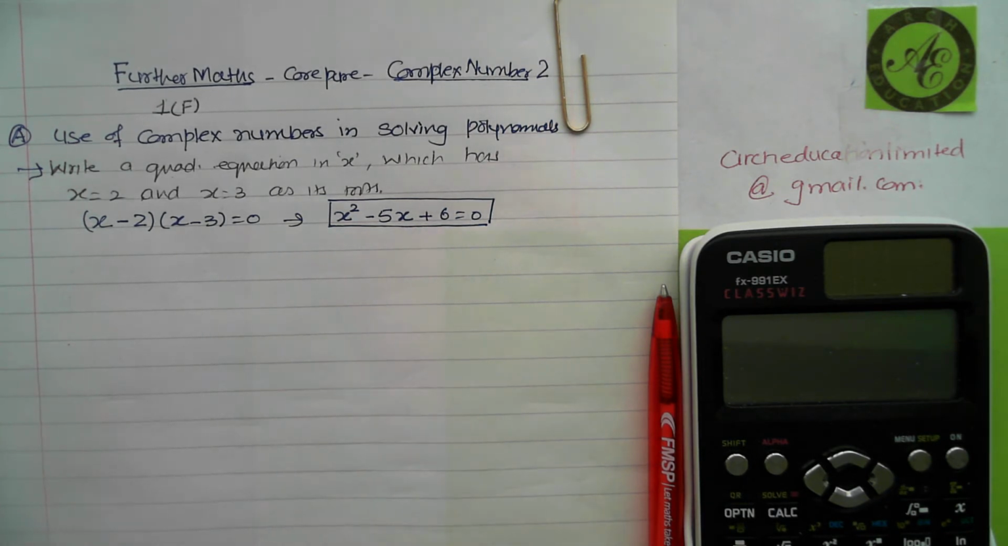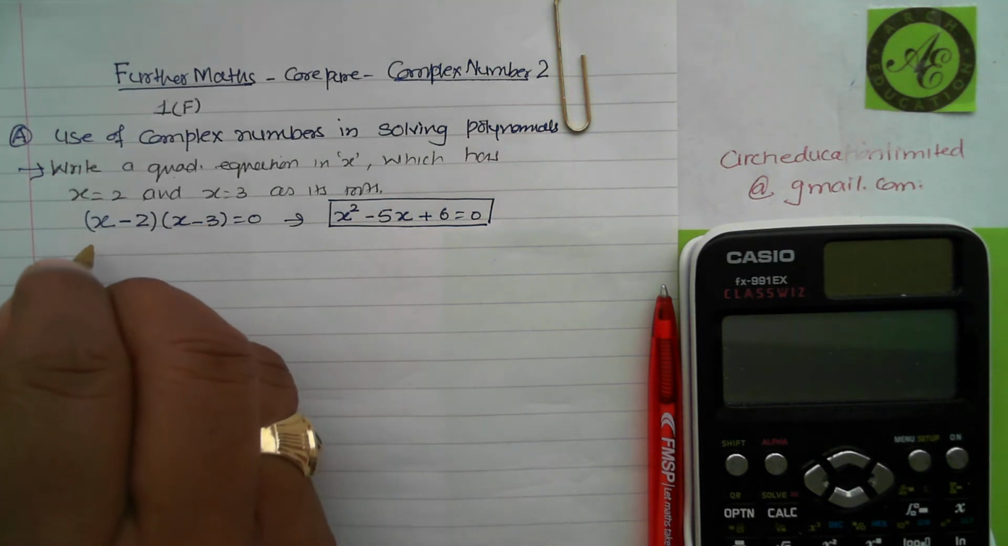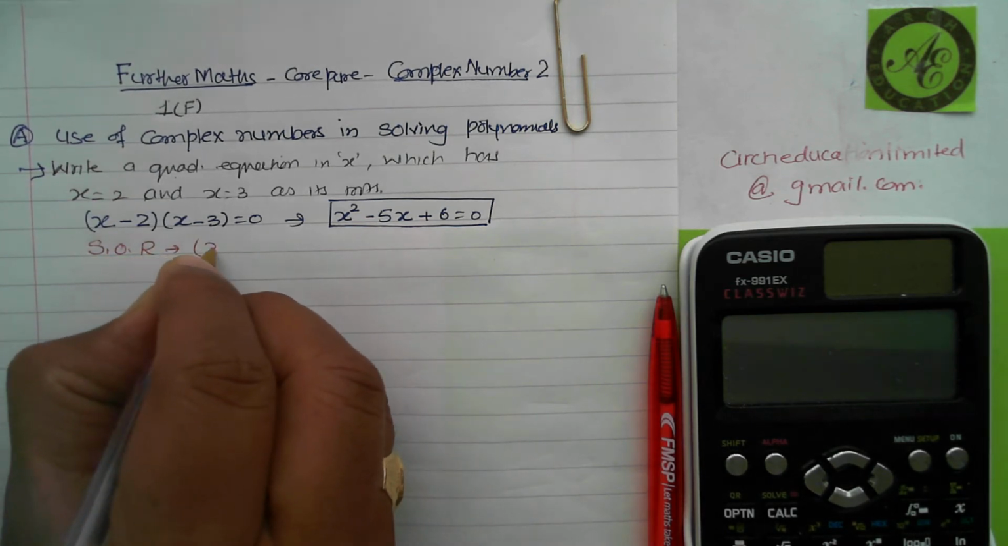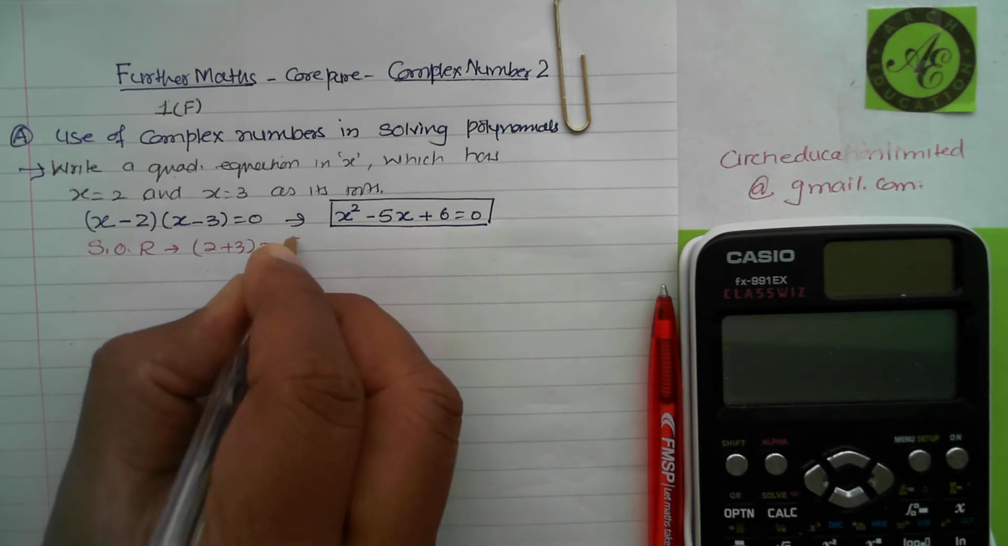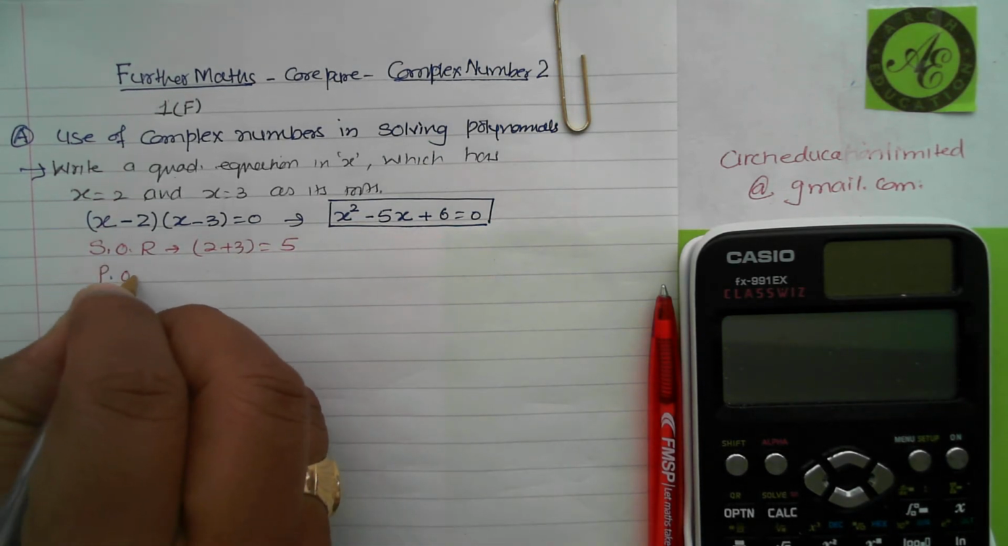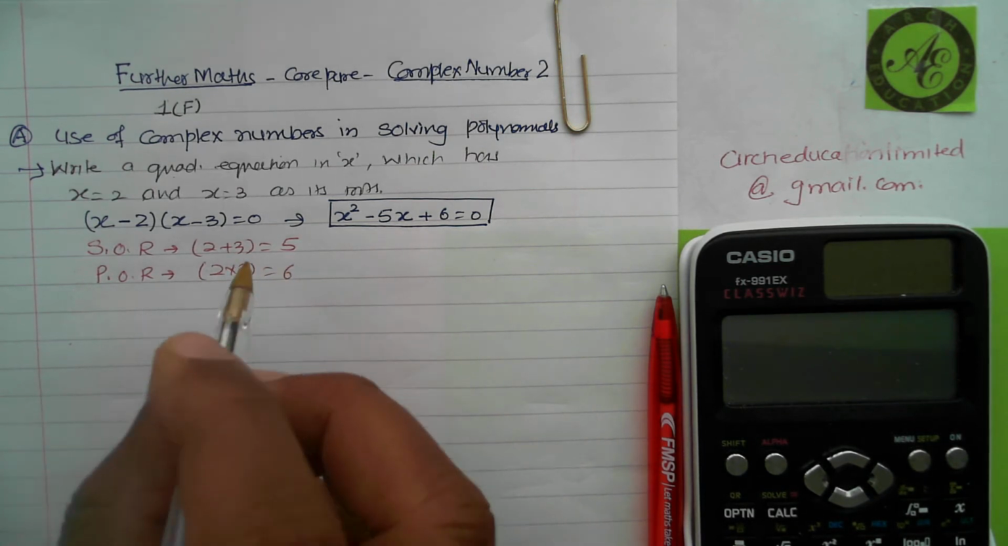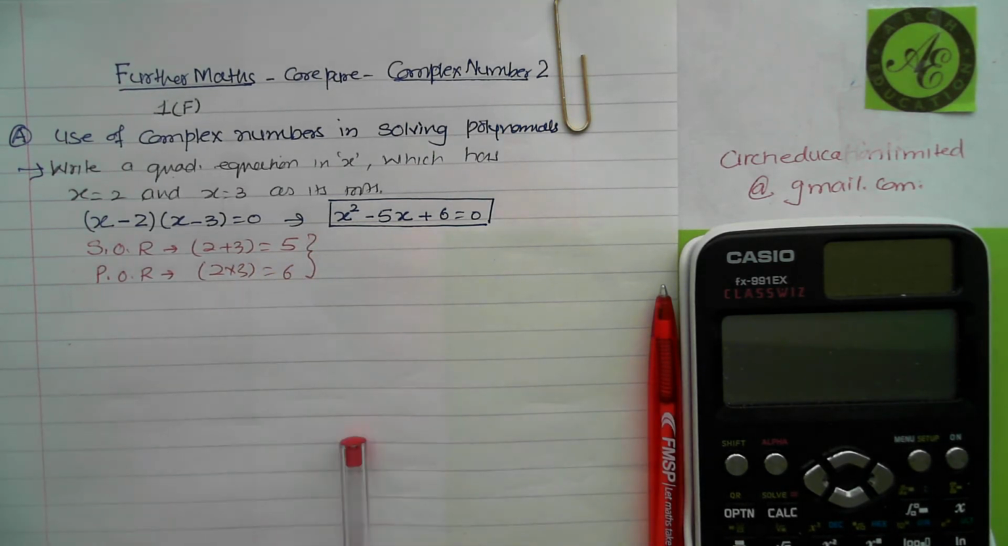Why I'm doing this work with you over here is I want you to understand a very important part. Guys, see what happens if you add the roots. We call that the sum of the roots. It is 2 plus 3, that's 5. And if you multiply the roots, which gives you 2 times 3, 6. And you can see these two numbers are actually part of the equation.